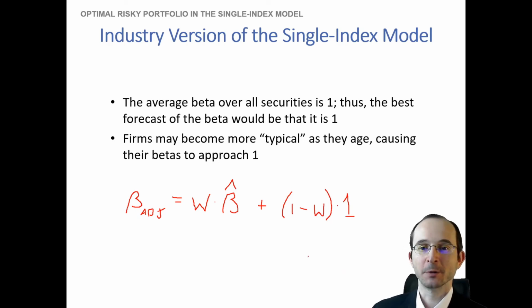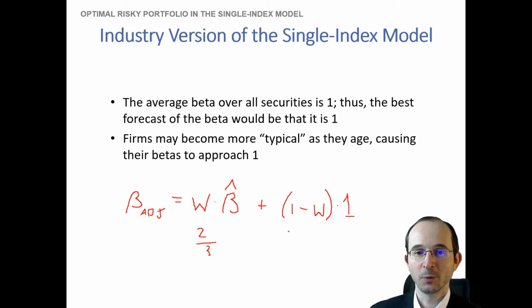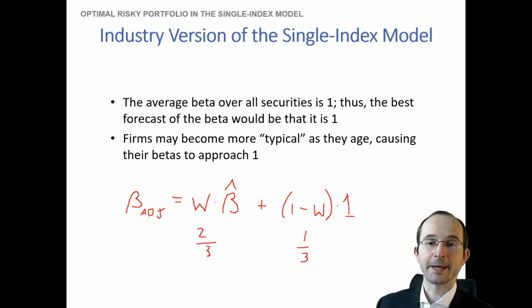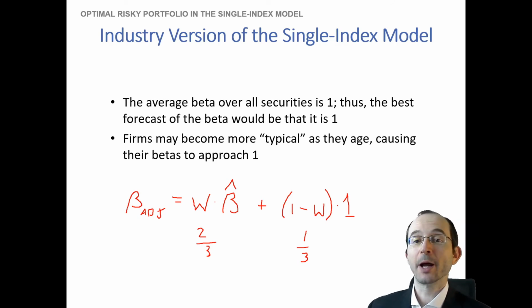And one common weighting, though there's not very much scientific about it, is to use 2/3 for your regression estimate and 1/3 for your long-run average of 1. But that's just another simplifying assumption. The point behind it is that even though we're estimating fewer parameters, we're still estimating n betas, each of them with noise, and therefore it might make sense to shrink our estimates closer to the long-run historical average for beta, which of course is 1.